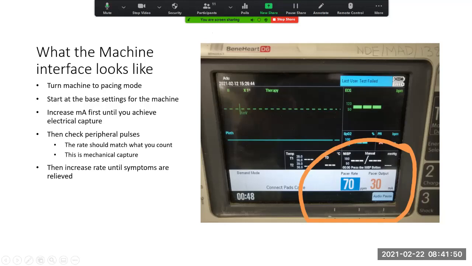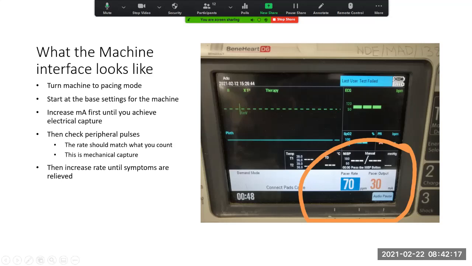And of course, you can increase your rate as well, like they were describing. And then you check peripheral pulses. You want to make sure that what you are seeing is not just electrical capture. In other words, it's not just that the machine is working, it's that it's physically working as well. So if the machine is saying that the rate is 70, you should have 70 beats per minute. It's no use if it's showing everything correctly, but when you physically put your hand on a pulse, you've still got a pulse of 40. It means you haven't won, okay?